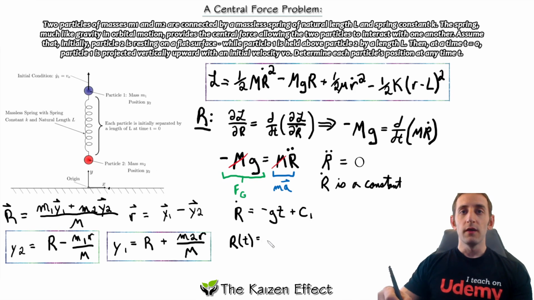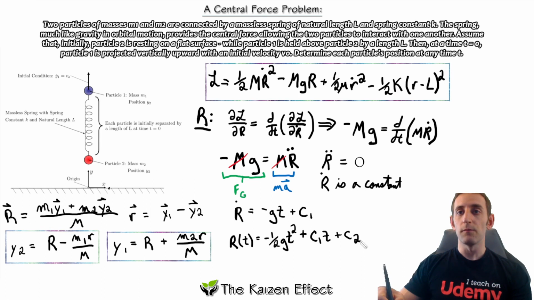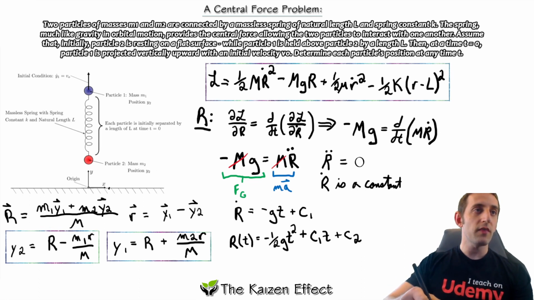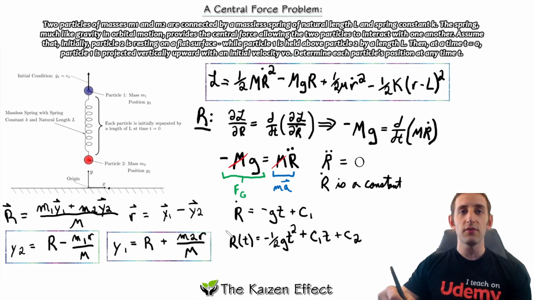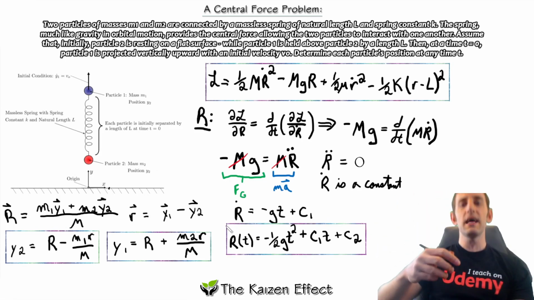r of t is equal to negative 1/2 g t squared, again just integrating the right side again, plus c1 t plus c2. Okay, so that's an important result. That is the result for keeping track of our center of mass. So I am going to highlight this in our Galaxy ink because we're making another dent in the universe. We're doing a really good job here, guys. Good job. So that's what we get.